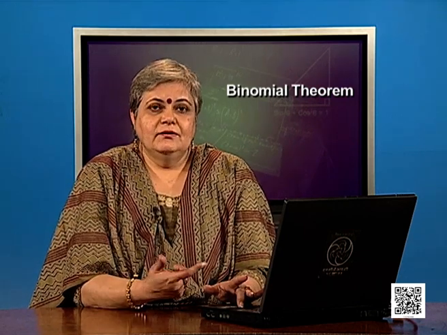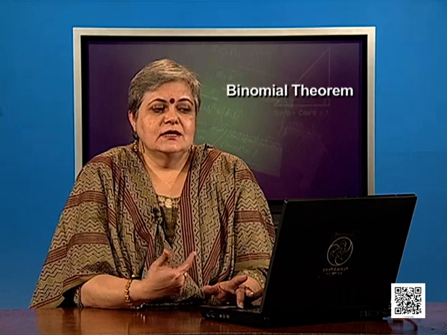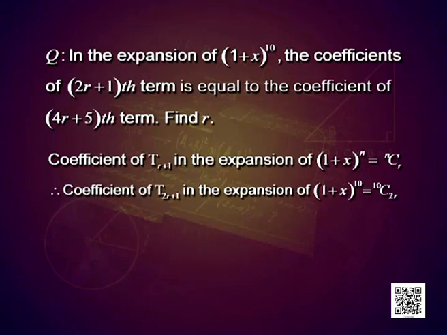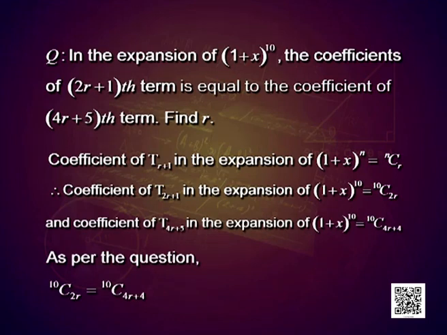So, as we followed in the previous case, the coefficient of T(r+1) in the expansion of (1 + x)^n was nCr. Therefore, the coefficient of the (2r+1)th term in the expansion of (1 + x)^10 will be 10C2r. Similarly, the coefficient of the (4r+5)th term will be 10C(4r+4). These two quantities are given to be equal. So, from here I have to find r.